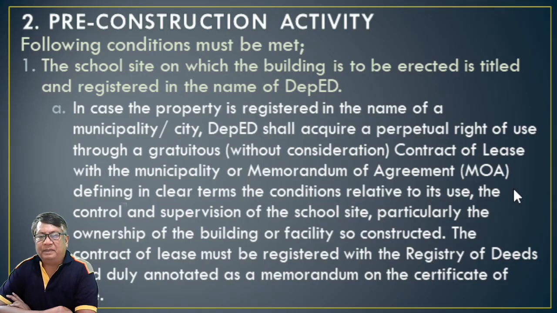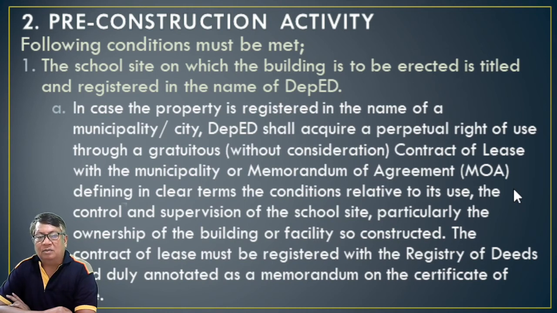In case the property is registered in the name of a municipality or city, DepEd shall acquire a perpetual right of use through a gratuitous contract of lease with the municipality or a memorandum of agreement defining clear terms and conditions relative to its use, the control and supervision of the school site, particularly the ownership of the building or facility so constructed.